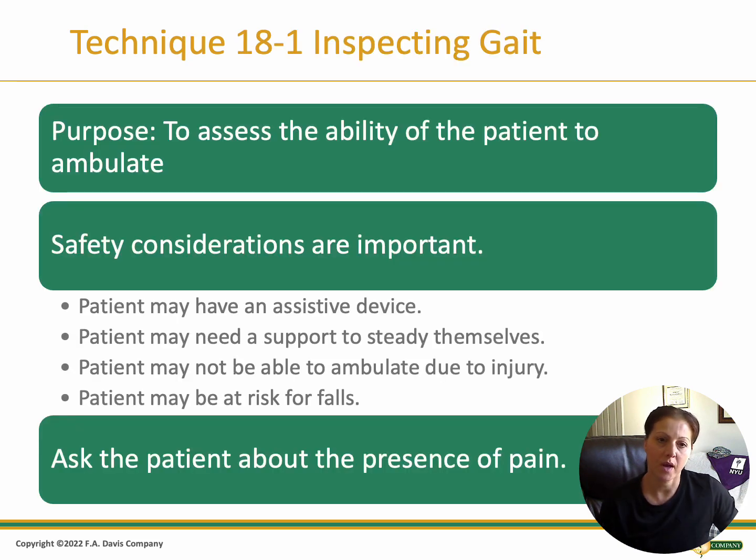The first thing we want to do is assess their gait. Gait is simply the way they get up and walk around. We want to make sure that they're in a safe area for us to do this, where we have them walking back and forth. We also want to take into consideration any safety issues, their age, as well as the presence of pain when they're walking and where that pain is, and make sure that if they are walking on the floor, there is adequate footwear so that we reduce the risk of them falling.